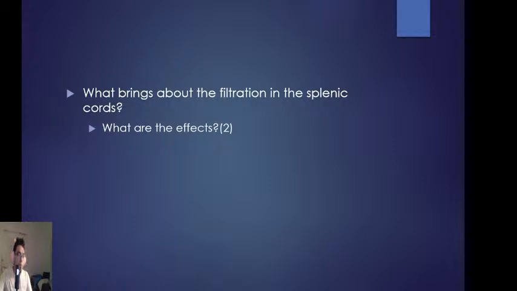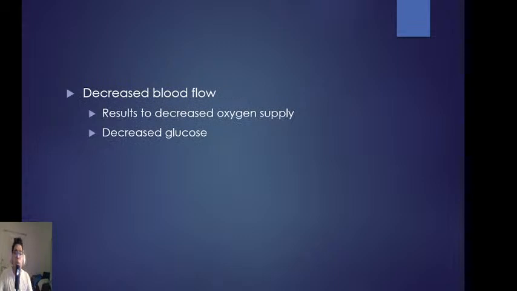So what brings about the filtration process in the cords? Well, there are several conditions. You need to decrease the blood flow for the spleen to actually filter the blood cells that come to it. And this basically results in reduced oxygen supply and decreased glucose.